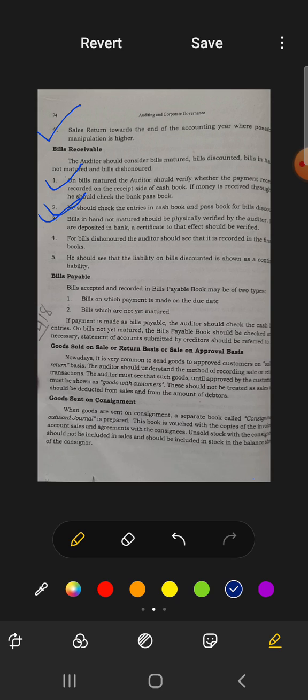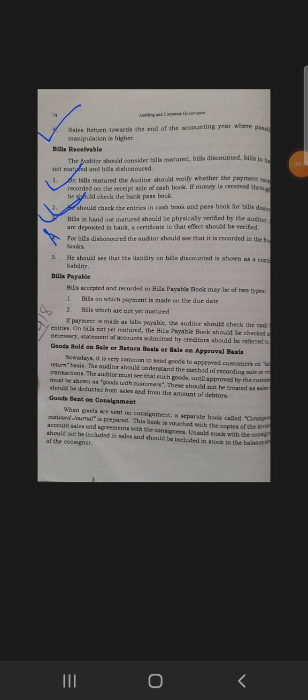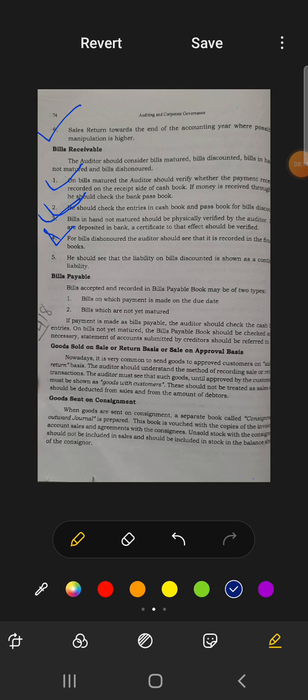So in the case of dishonor, the auditor should check it is done in the financial books. Fifth point is he should see that the liability of bills discounted is shown as a contingent liability. So these are the 5 points in the bills receivable, the duties performed by the auditor in the case of bills receivable.